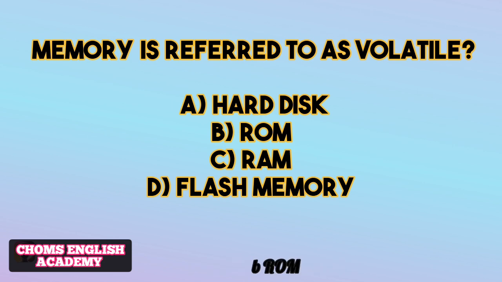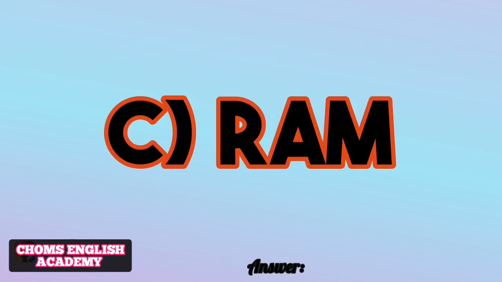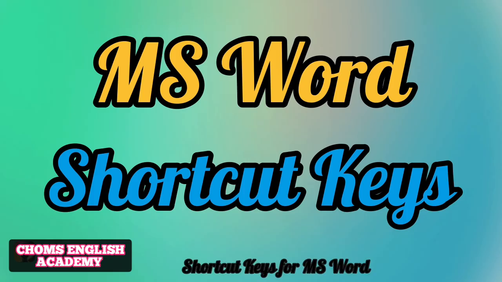Which memory is referred to as volatile? A. Hard disk. B. ROM. C. RAM. D. Flash memory. Answer C. RAM.